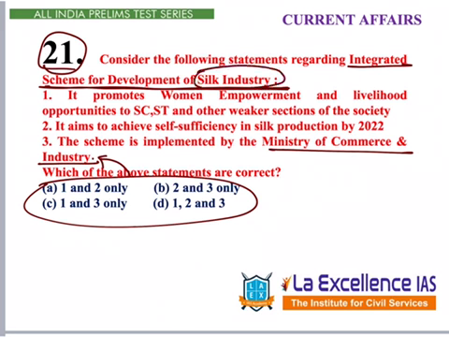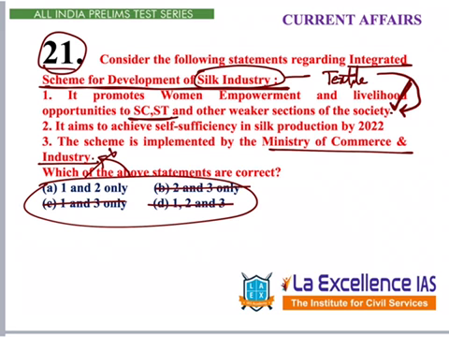Silk industry. Silk industry comes under the Textiles Ministry, right? Not Commerce. So we can say this is incorrect, and we can remove it. 1 and 2 would be the answer. But let's read options 1 and 2 also. It says it promotes women empowerment and livelihood opportunities to SCs, STs and other weaker sections of society. Whenever such schemes are there, in most cases they try to provide welfare to these groups only. So we can say this is correct.